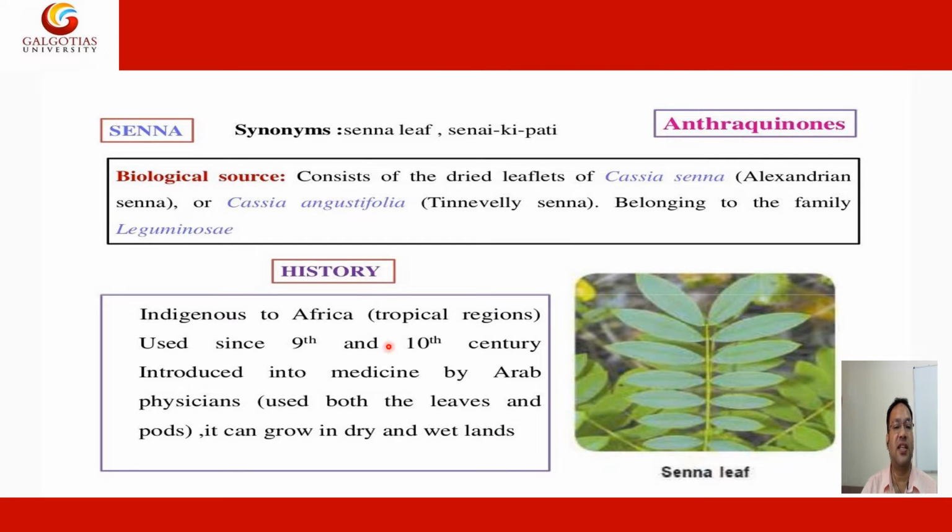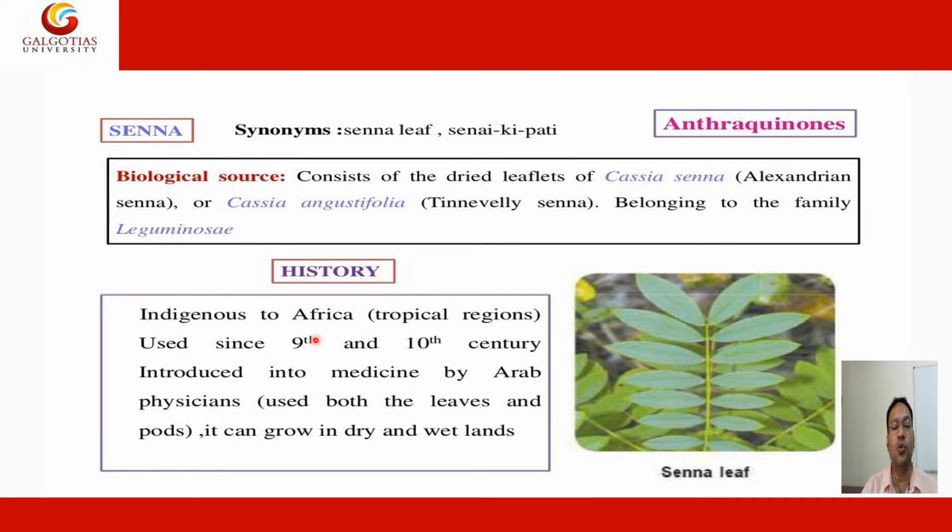So first you study Senna. Senna is basically an anthraquinone containing glycoside. As I told you earlier, the synonyms are Senna leaf, Senna ki patti. Biological source: it consists of dried leaflets of Cassia senna, that is Alexandrian Senna, or Cassia angustifolia, that is Tinnevelly Senna, belonging to family Leguminosae.